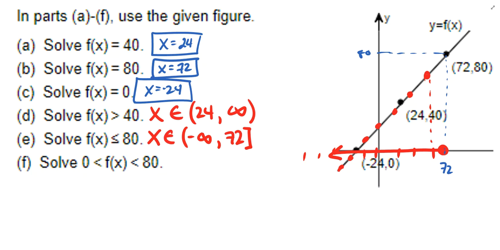Go ahead and give F a shot on your own here. Give it a try. Pause the video now and resume playback in a moment to check your work.